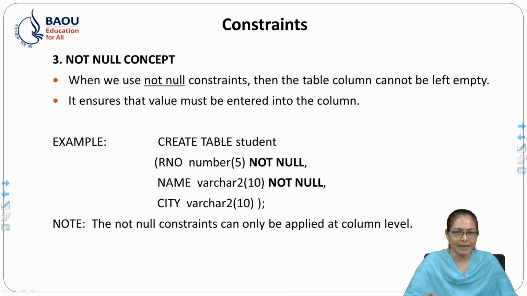Now the name varchar2 in brackets 10 is not null. The name column must also have data entered. It must be a compulsory field. The city varchar2 in brackets 10. Here the roll number and name fields are compulsory. You must enter the data into the roll number and name fields. Note that the not null constraint can only be applied at the column level, not at the table level.